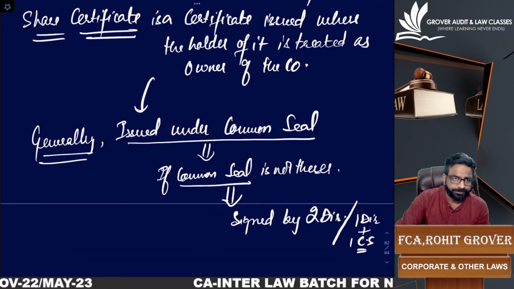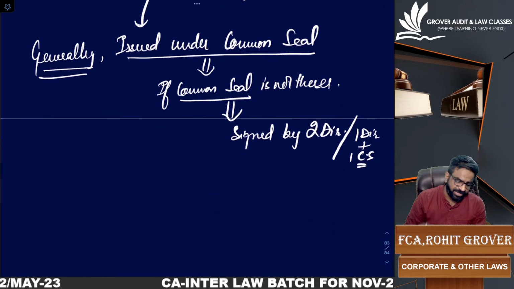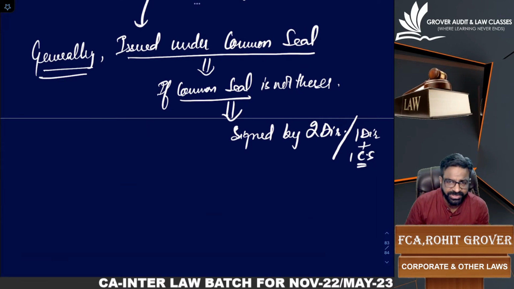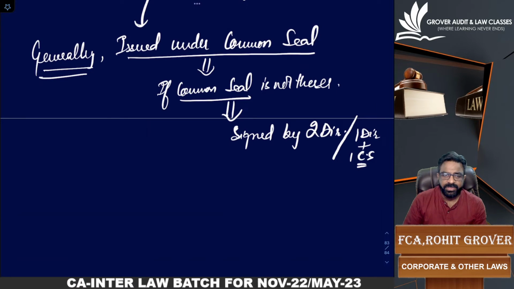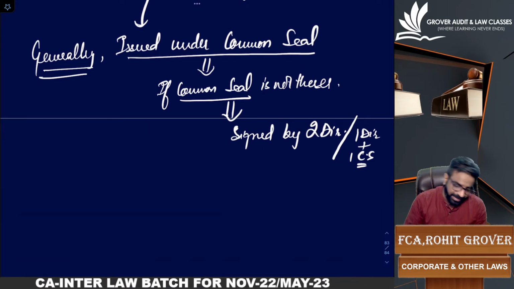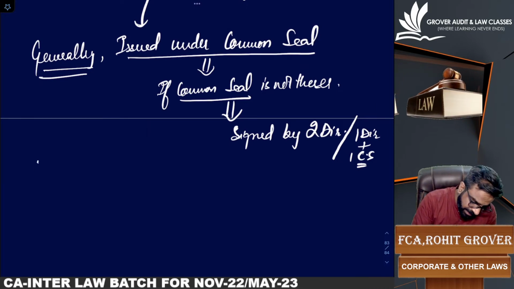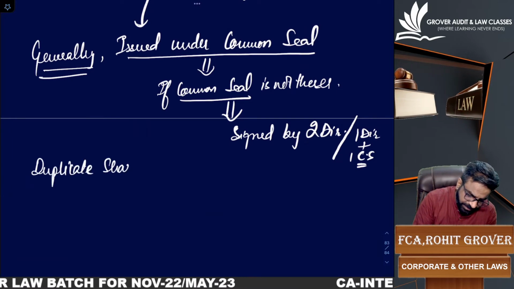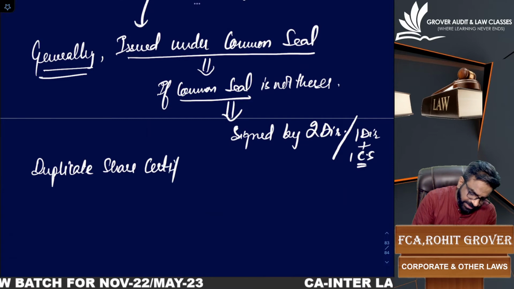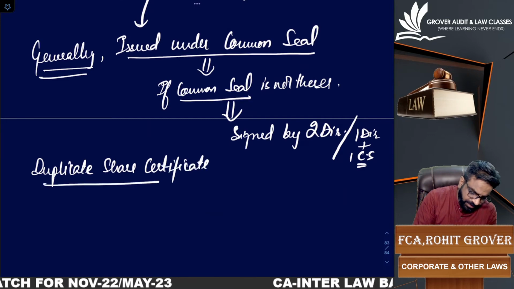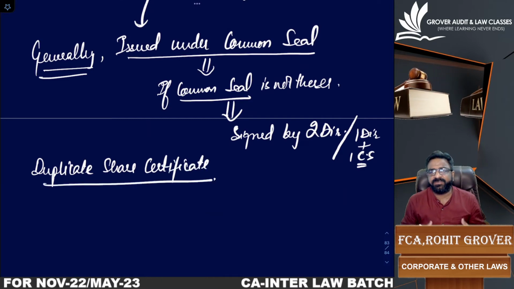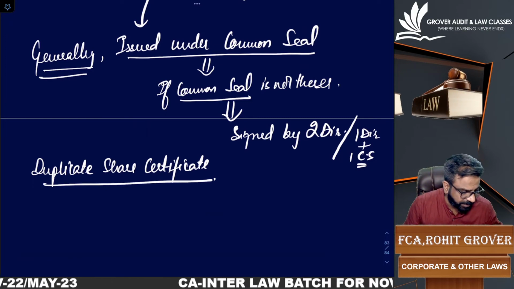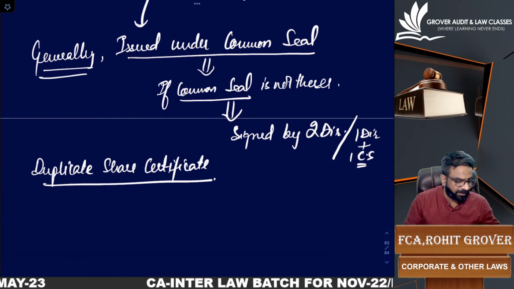Yes or no? Yes. Now the question arises, sir, we understood the meaning of share certificate. We understood how the share certificate is issued. Now, listen to this very carefully. The next thing you have to understand is about duplicate share certificates. Tell me one thing. Share certificate comes in the form of paper or not? Yes, everyone. Share certificate comes in the form of paper.